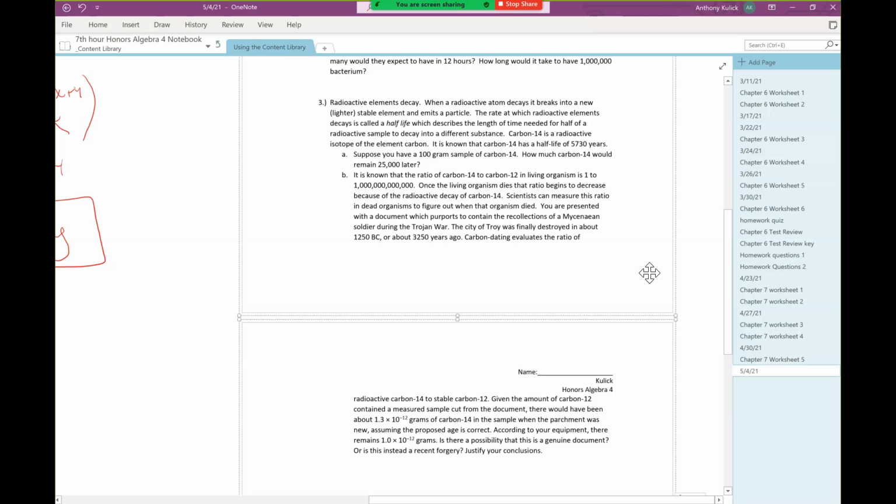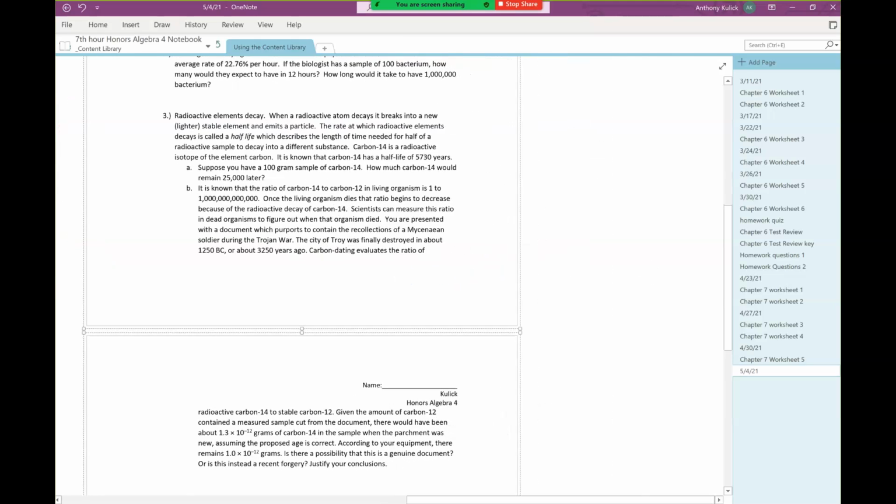Carbon-14 is a radioactive isotope of the element carbon. It is known that carbon-14 has a half-life of 5,730 years. Suppose you have a 100-gram sample of carbon-14. How much carbon-14 would remain 25,000 years later? So I'm going to use my continuous model here.